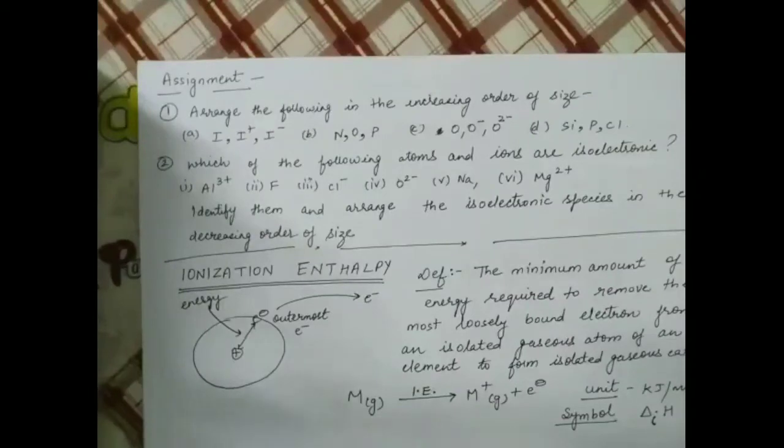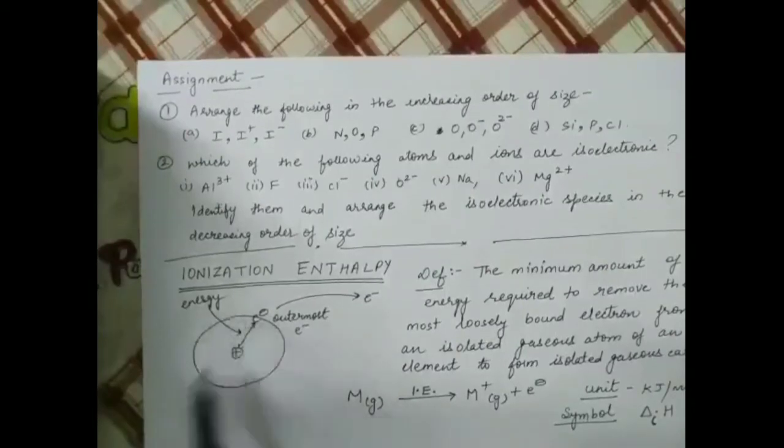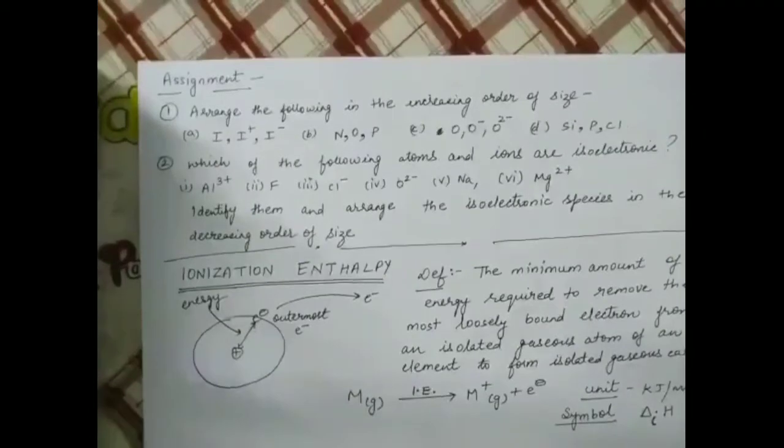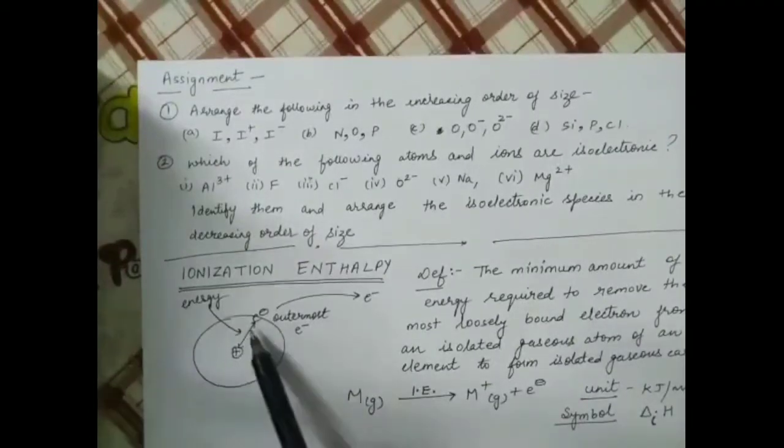Okay, now see this diagram. In this diagram, in the center, the nucleus is there, and this is the electron which is revolving around the nucleus. This is my outermost electron, that is the electron which is present in the valence, that is the outermost shell. This electron is experiencing the force of attraction by the nucleus. The nucleus is attracting this electron. Greater is the force of attraction, more tightly the electron is held. It is closer to the nucleus.